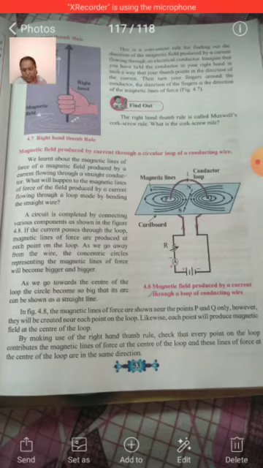Today we will see our next point, that is the magnetic field produced by current through a circular loop of conducting wire. Here we use a circular loop of conducting wire instead of a straight conductor. Now we have to see how the magnetic field is produced in such a case. For this we have to do one experiment as shown in figure 4.8. We have to arrange the instrument.